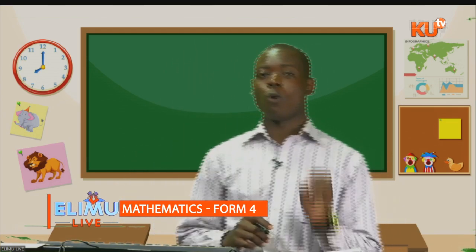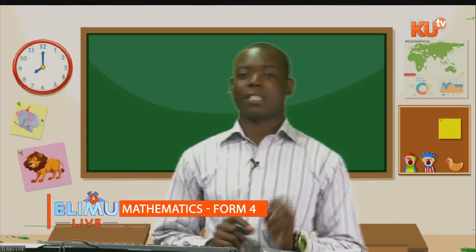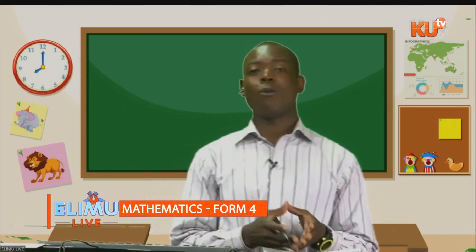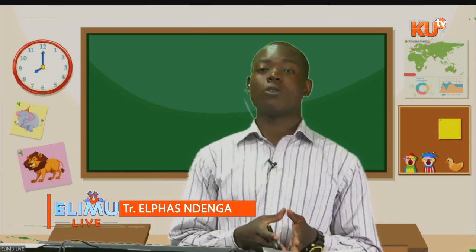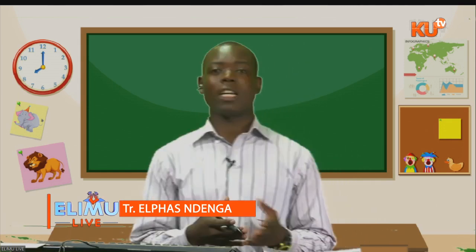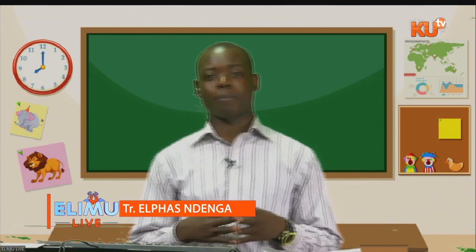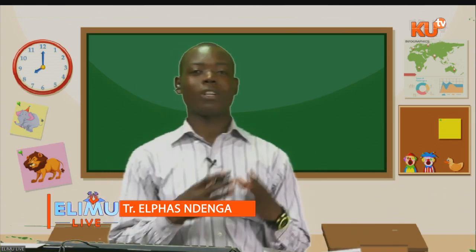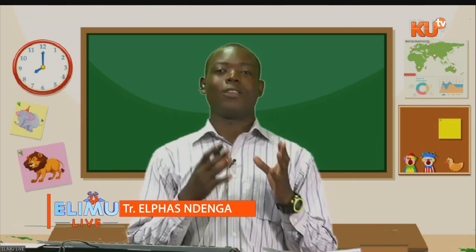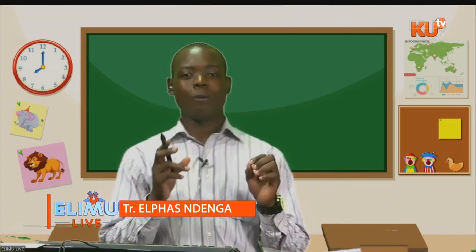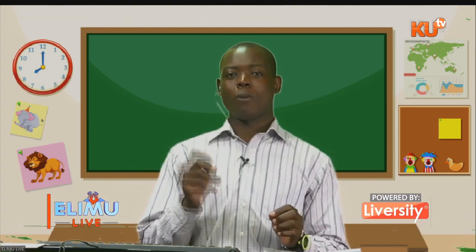Step number 2, we obtain the inverse of the matrix. I've shown you how we obtain the inverse of a matrix, and lucky enough, we are going to deal with the 2 by 2 matrix, which we've already covered in our lesson, and which is captured in your syllabus. Then once you've got the inverse of the matrix, you pre-multiply the matrix equation by the inverse.